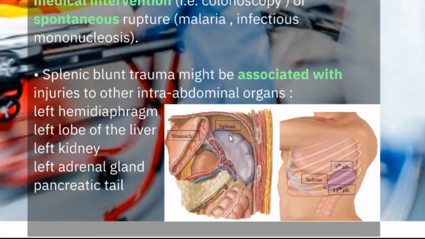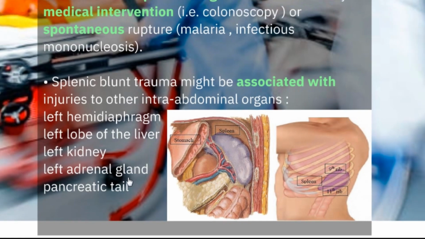So again, also when we have spleen injury, be aware of neighboring organ injuries, either in the stomach or the pancreas or the colon or the left kidney, and obviously it's also closely related to the 9th, 10th and 11th ribs. So most splenic injuries could also be associated with rib fractures. Okay, so left adrenal gland.